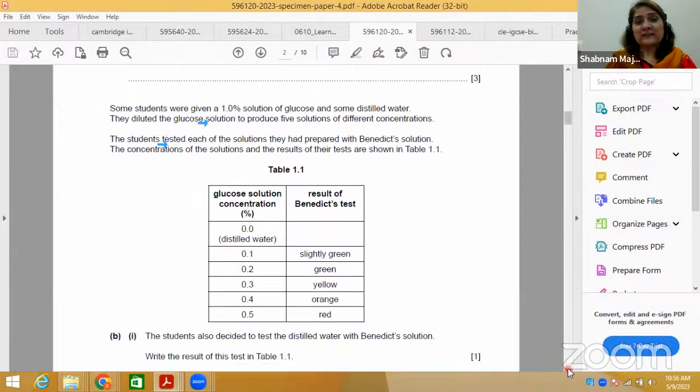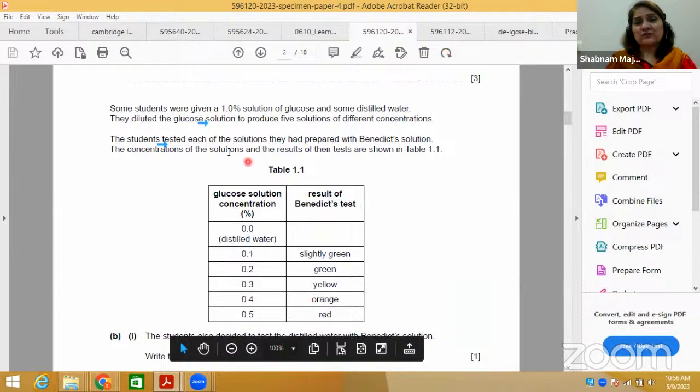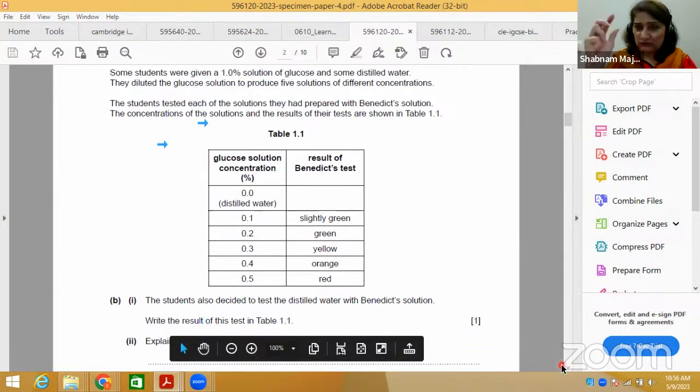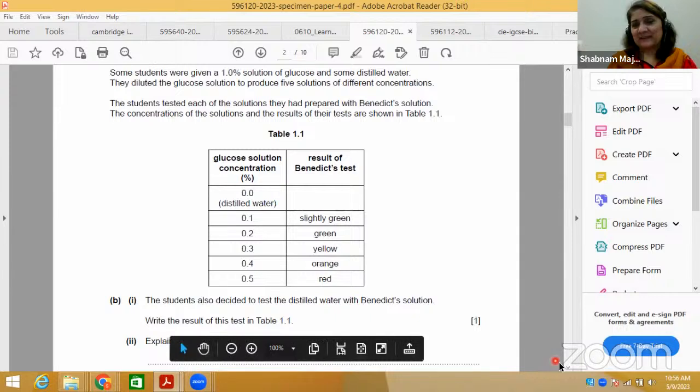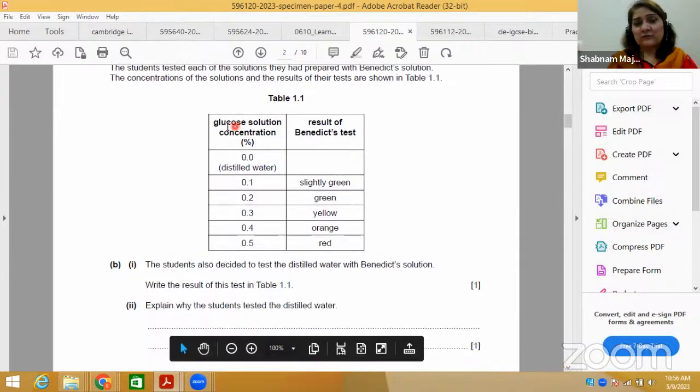Some students were given a 1% solution, diluted with distilled water to different concentrations. You make dilutions from a stock solution. You can make simple dilutions or serial dilutions from a stock solution. He is not going to ask you how to make simple or serial dilutions, that is asked in A-levels. The students tested, and you have a table. This is important, the table. It gives the glucose solution concentration in percentage, and the result of the Benedict test.